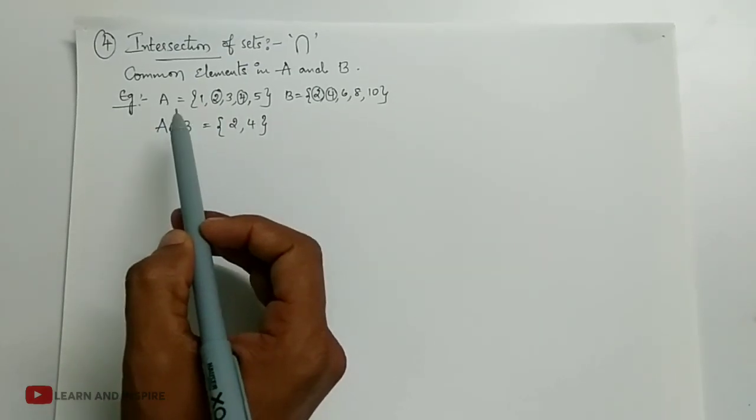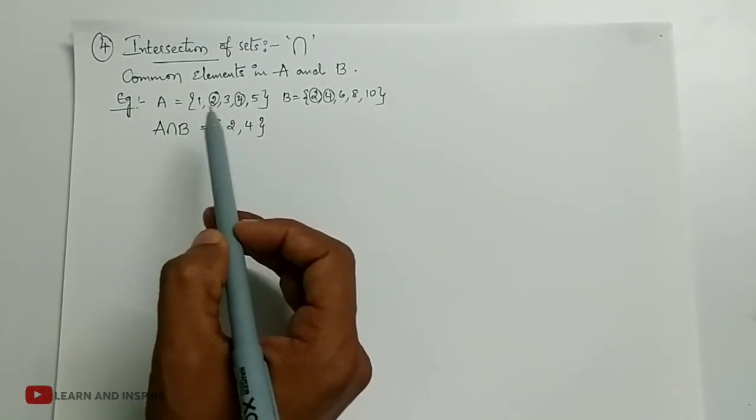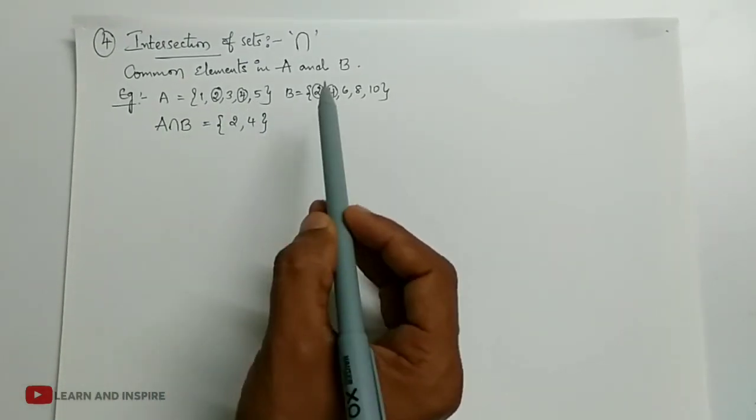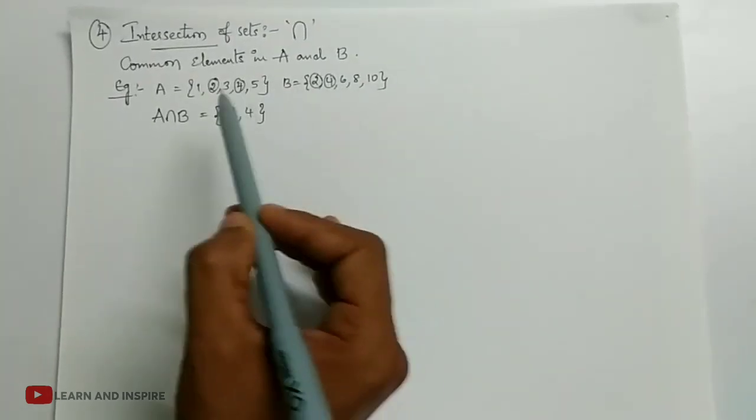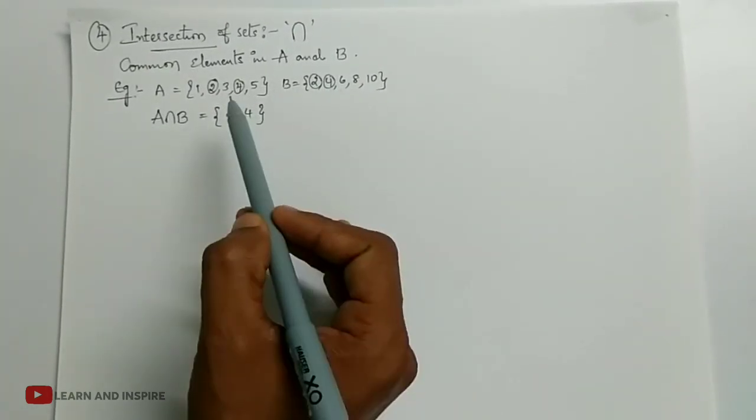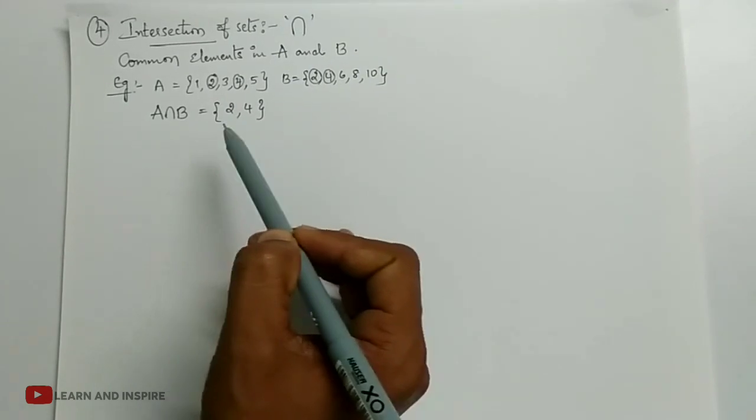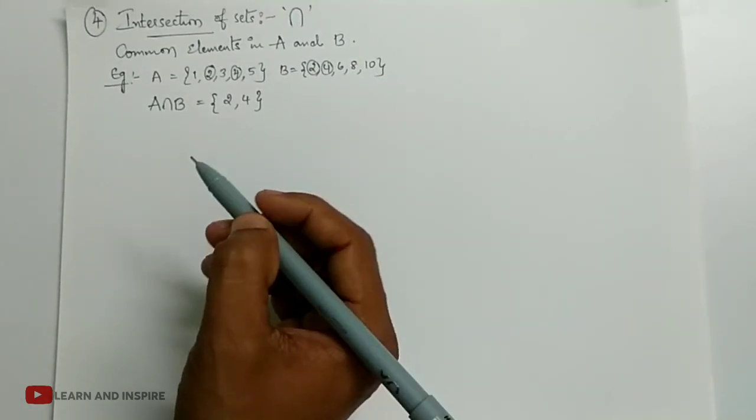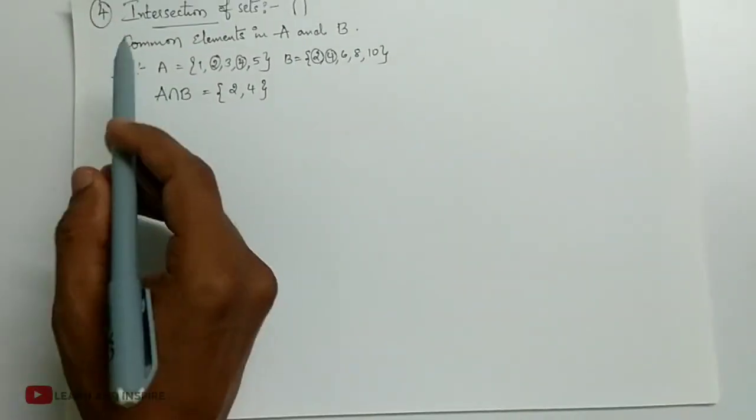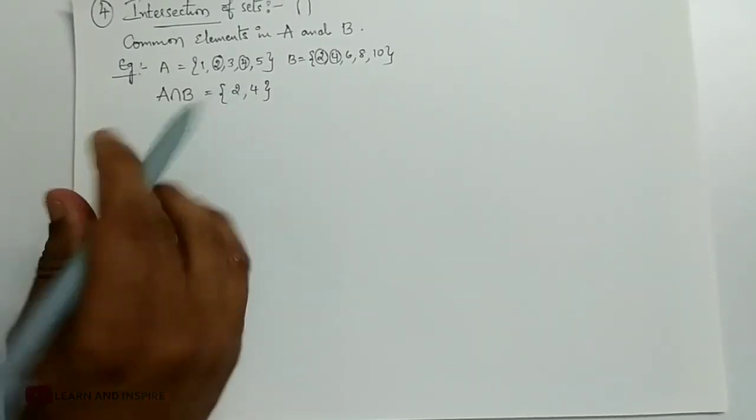So for example, for intersection of sets, A is equal to 1 2 3 4 5, B is equal to 2 4 6 8 10. Common elements in the first and second set are 2 4. So A intersection B is 2 comma 4. So this is the fourth type of set.